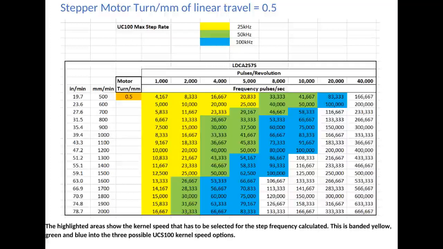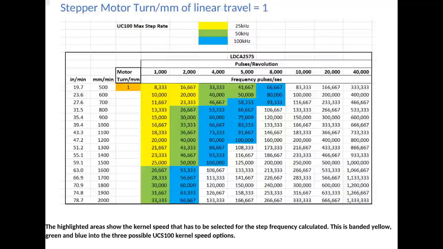This is the same again, but this time for motor travel of half a rev per millimeter of travel. The selection of pulses per rev becomes more restricted. And again, for a highly geared motor with 1 rev per millimeter of travel, you can see the pattern. The higher the gearing, the lower the pulses per revolution that you have to use.